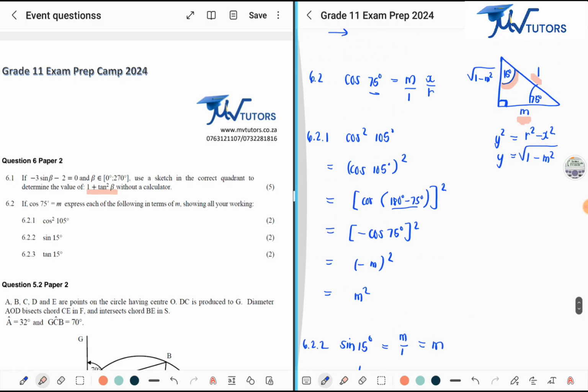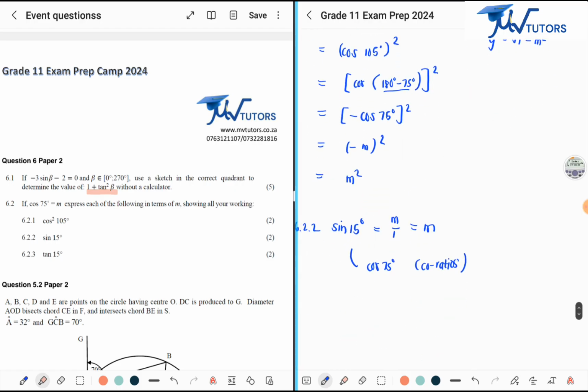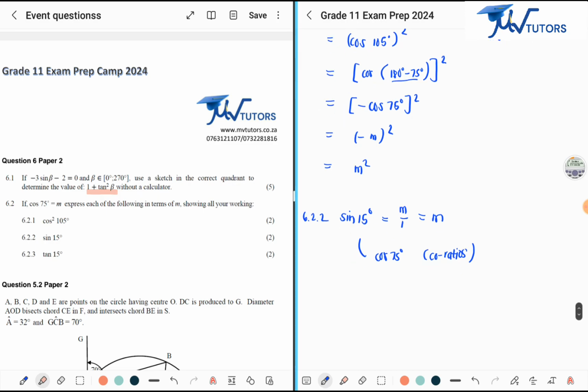Okay, for those who didn't put the 15 degrees, they would have realized actually sine 15, if I say 90 minus 75, I get 15 degrees. But yeah, anyway, the last one, 6.2.3, tan 15 degrees.